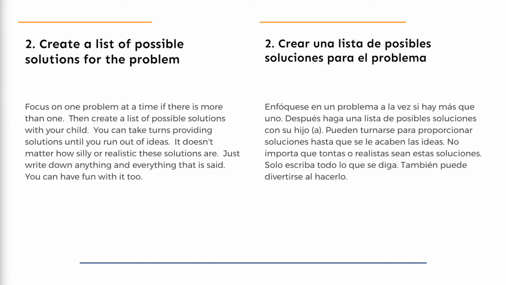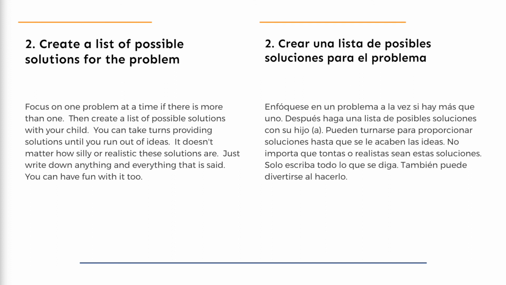Step 2, create a list of possible solutions for the problem. Focus on one problem at a time if there is more than one. Then create a list of possible solutions with your child. You can take turns providing solutions until you run out of ideas. It doesn't matter how silly or realistic these solutions are. Just write down anything and everything that's said. You can have fun with it too.